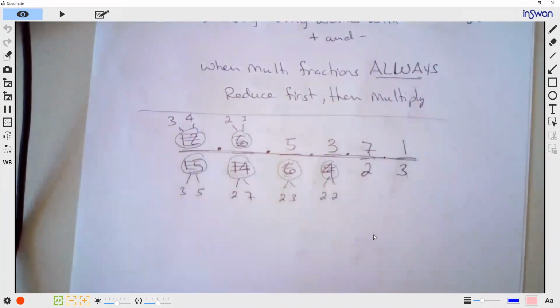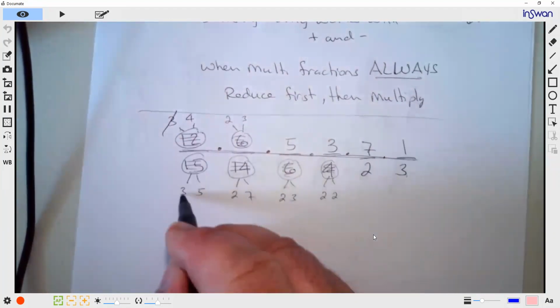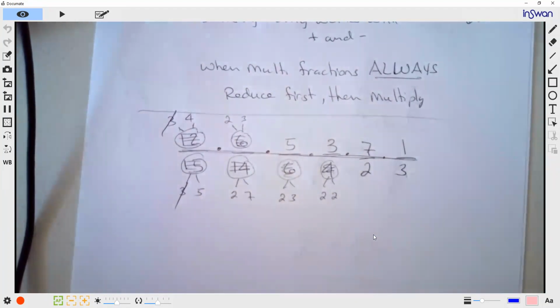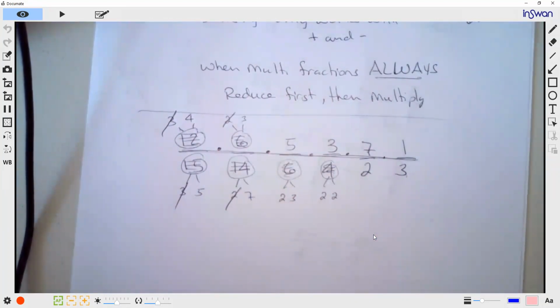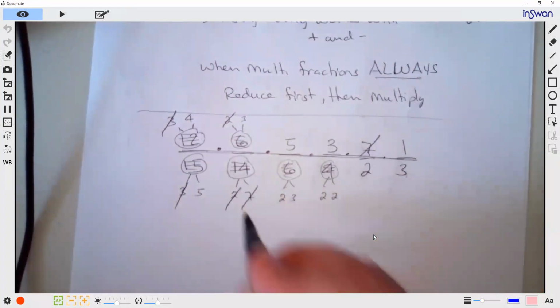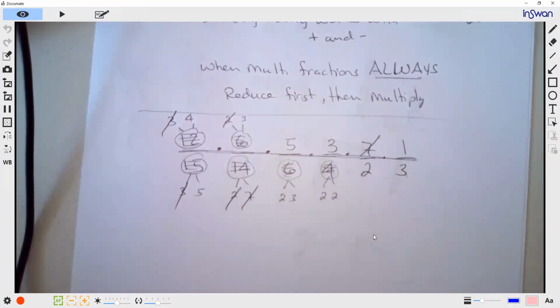So the 3s can be canceled. That 3 there, that 3 there. The 2s can be canceled as well. 2 and 2. I think that's it. Nope. Keep on looking at the rest of the numbers. Anything on top, anything on the bottom. Oh, the 7 can be canceled. The 7s can be canceled. Very good. The 3 can be canceled. There's another 3. The 5 can be canceled.